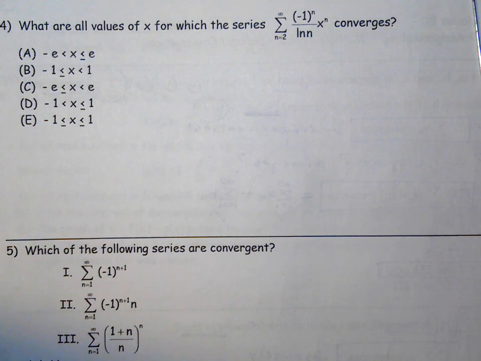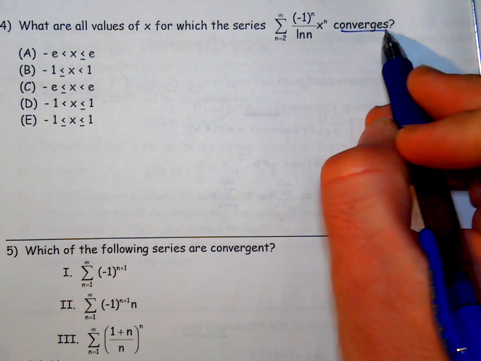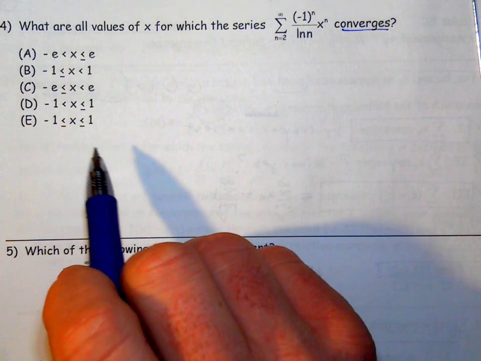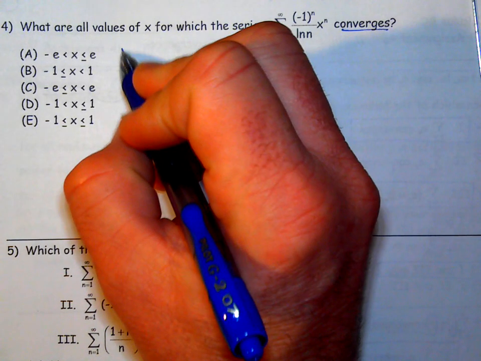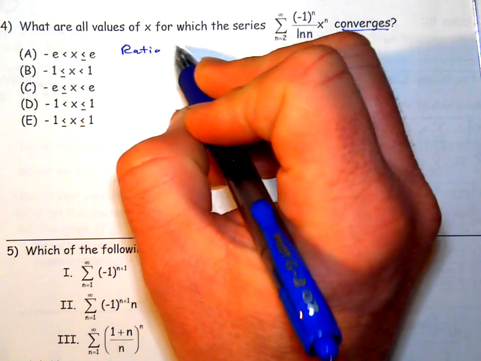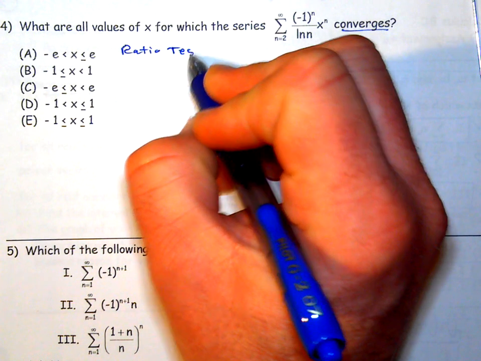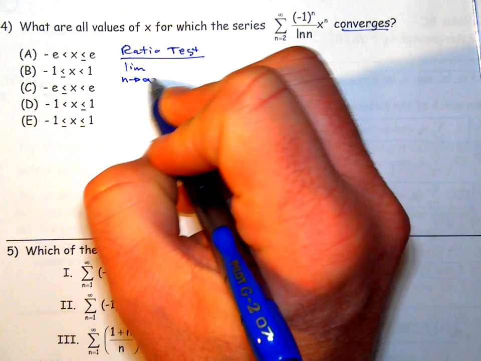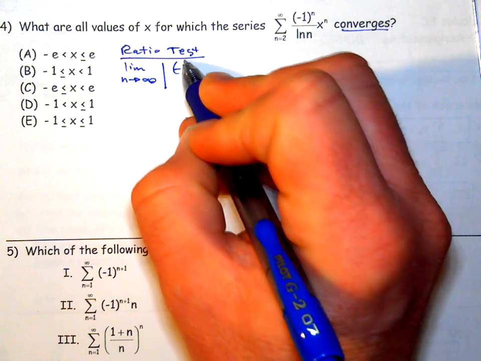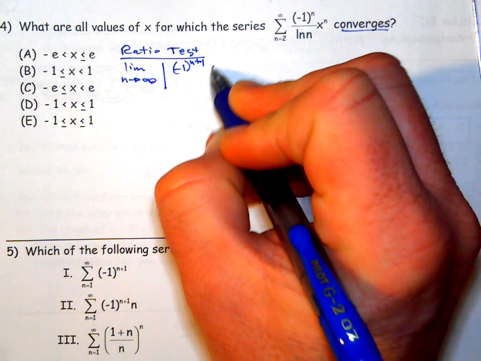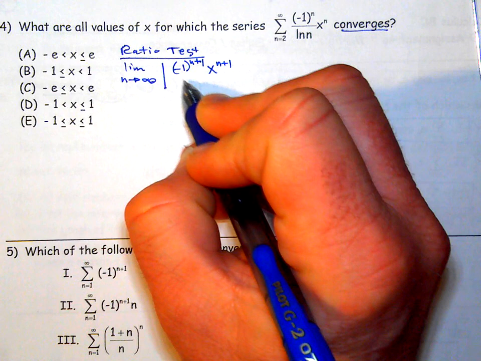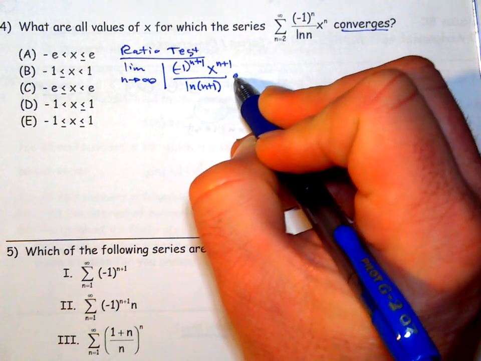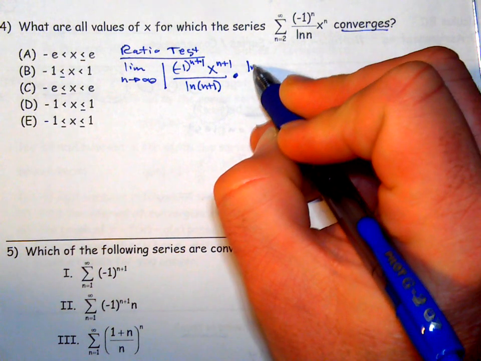Okay. So what are the values of x for which the series converges? We're trying to find the interval of convergence, and here's a bunch of intervals. For power series, we start with the ratio test: the limit as n goes to infinity of the absolute value of (-1)^(n+1) x^(n+1) over natural log (n+1). You should put parentheses.